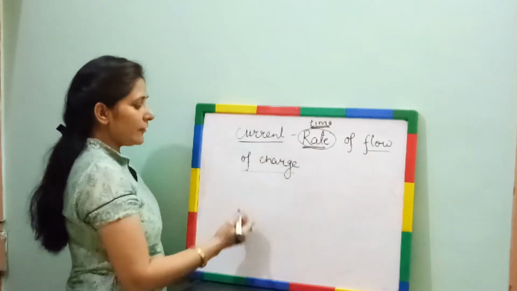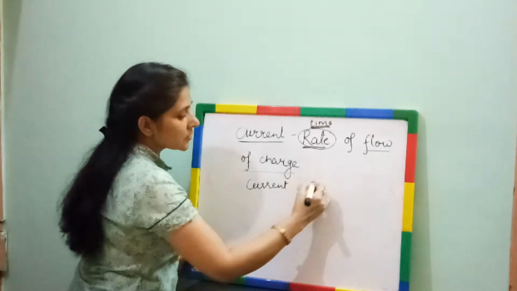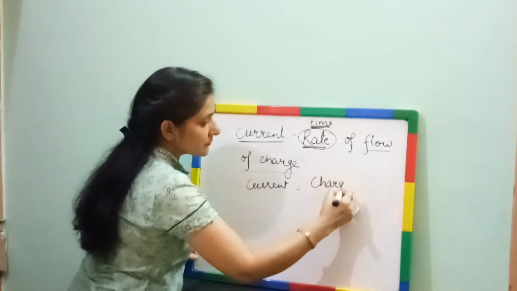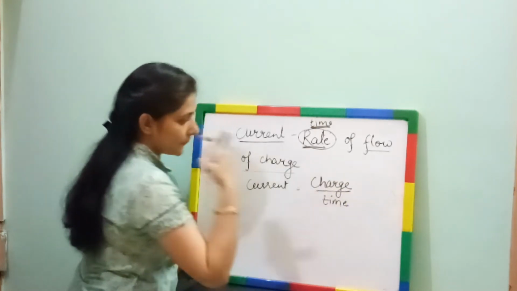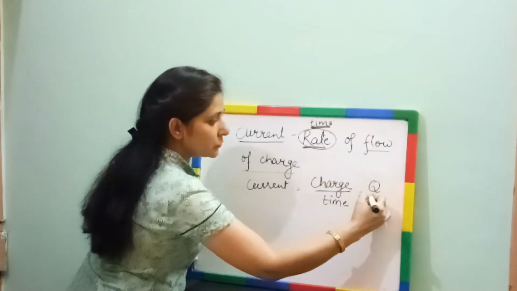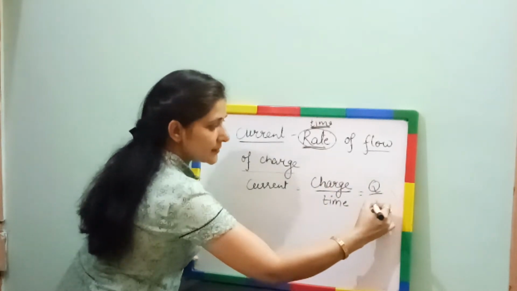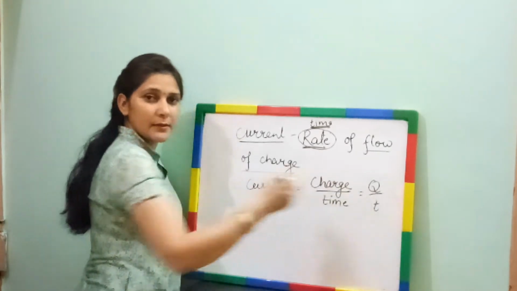So mathematically we can write this current as charge flowing per unit time. As we are aware, charge can be written as capital Q and time can be written as T. So we can write down current as charge upon time, I = Q/T.